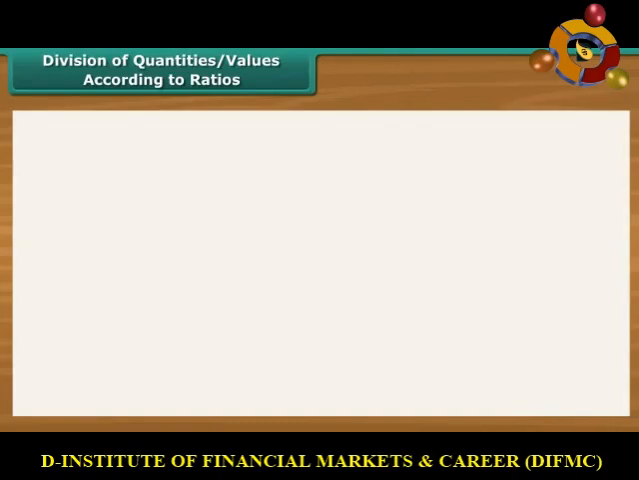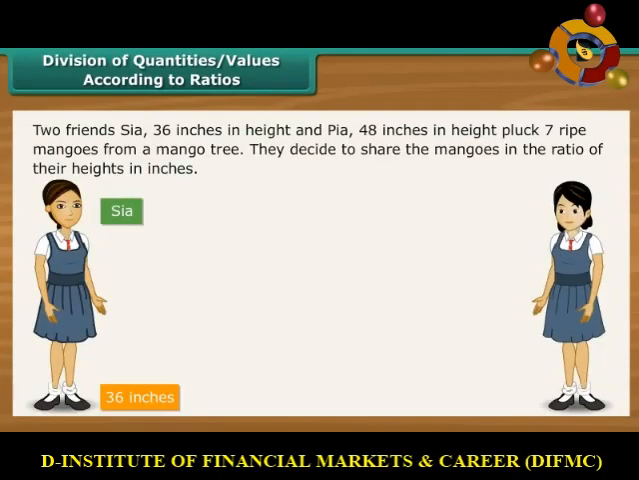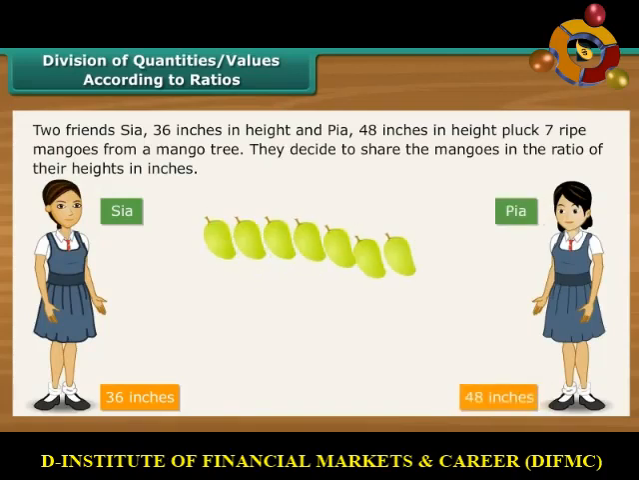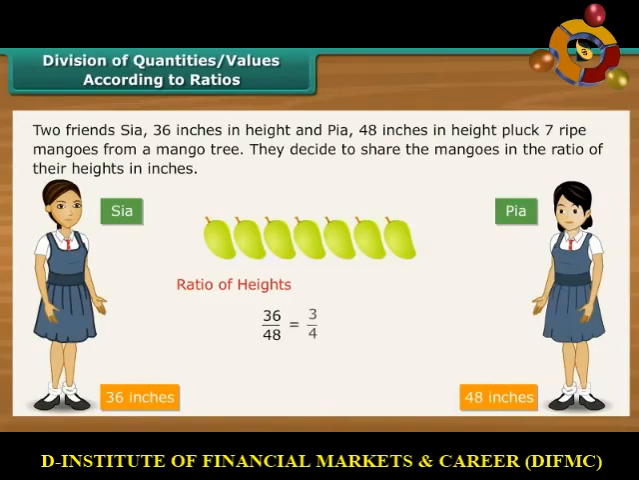Let us now use ratios to divide quantities and values. Two friends, Sia, 36 inches in height, and Pia, 48 inches in height, pluck 7 ripe mangoes from a mango tree. They decide to share the mangoes in the ratio of their heights in inches. How many mangoes will each friend get to eat? Let us first find the ratio of their heights. The ratio of their heights is 3:4.